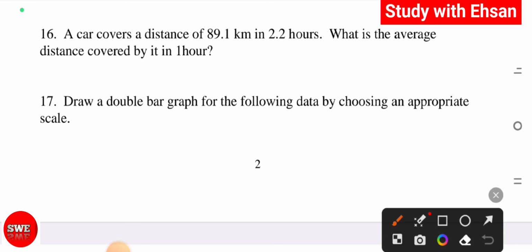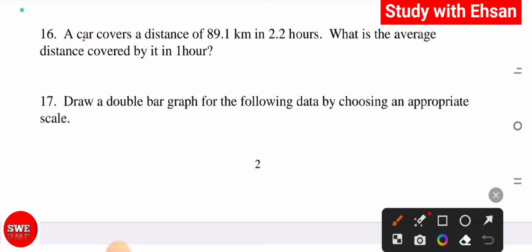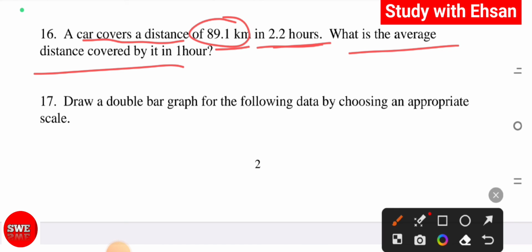Now question number 16 is there, and let me again change the color of this pencil. A car covers a distance of 89.1 km in 2.2 hours. Okay, there is a car, a running car, and it covers 89.1 km in 2.2 hours. What is the average distance covered by it in 1 hour? Yes, and you have to now find the distance covered by it in 1 hour. Okay, and now question number 17.